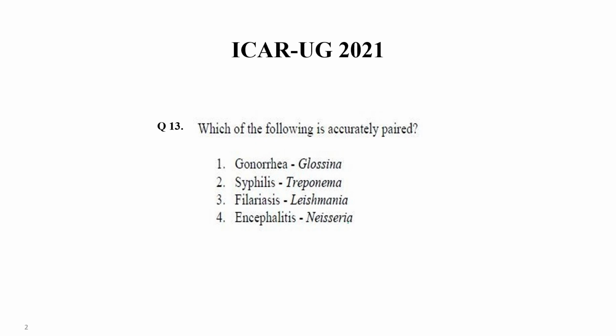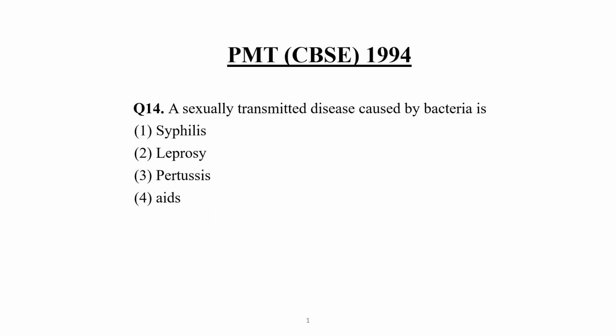Okay, so Neisseria gonorrhoeae is responsible for gonorrhea. So this one is wrong, this one again wrong. Neisseria gonorrhoeae is the causative agent for gonorrhea. Similarly, Leishmania is a causative agent for encephalitis, not filariasis. So this one again a wrong statement. Syphilis, yes, Treponema is the causative agent of syphilis. So choice number 2 would be the correct answer of this question. To solve these kinds of questions, we have to learn the causative agent and the type of disease.